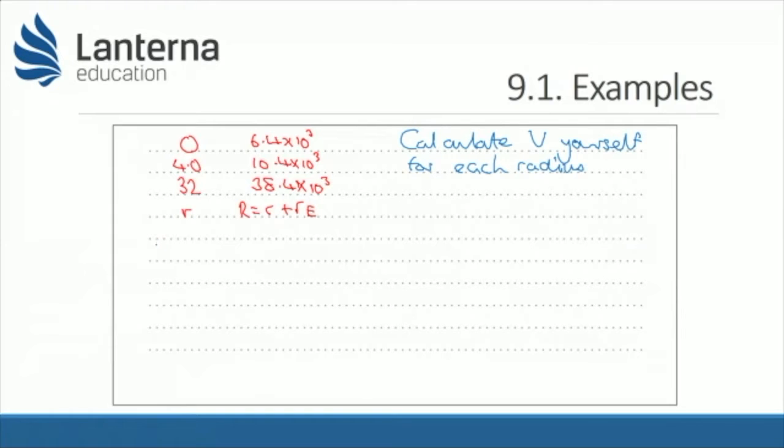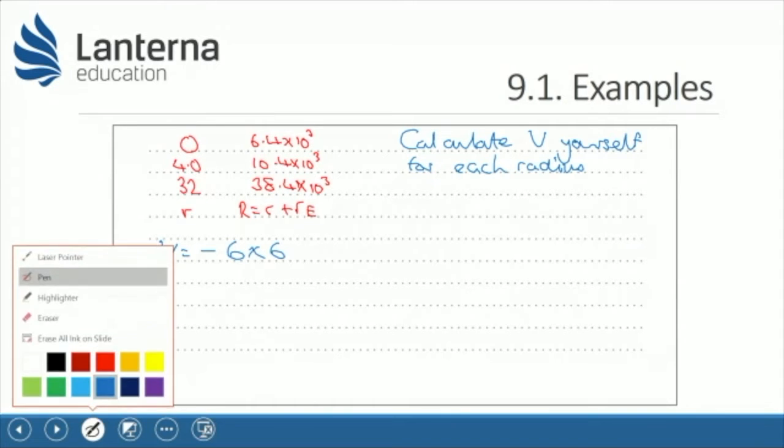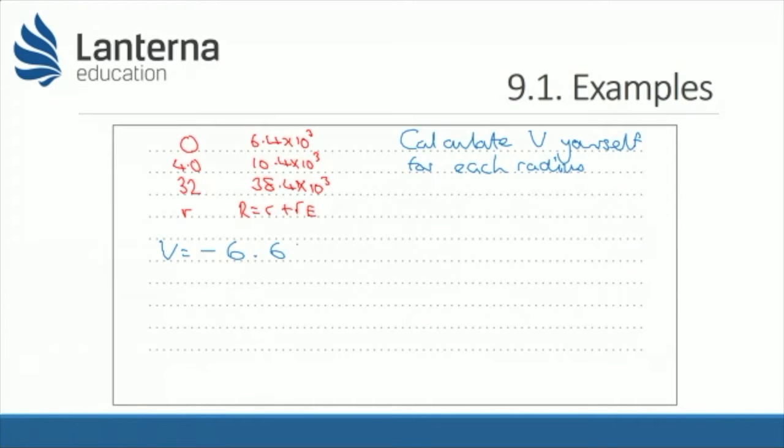So for example, for the first one, V is equal to minus the gravitational constant, I think it is 6.67 times 10 to the minus 11. Someone correct me if I'm wrong on that one. Times the mass of the Earth, which I don't know, over the value of r, so 6.4 times 10 to the 3.